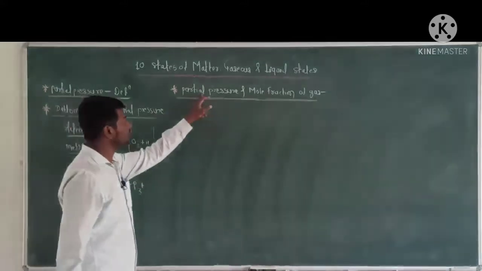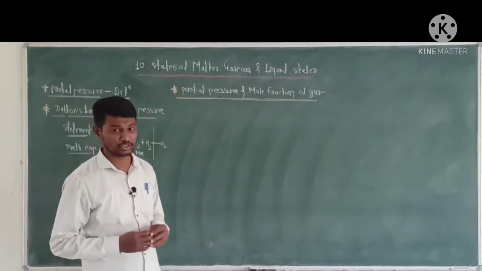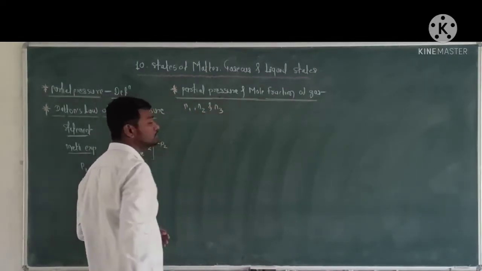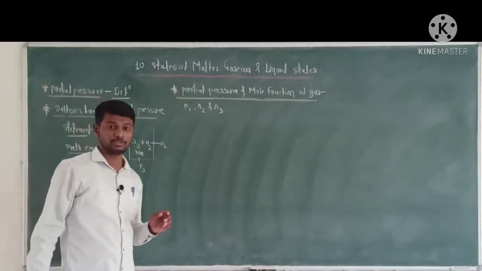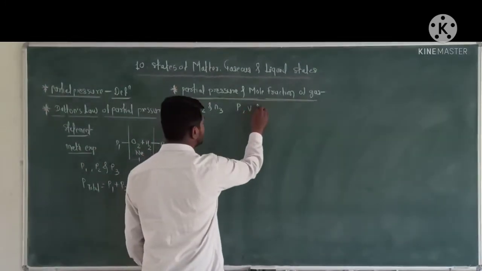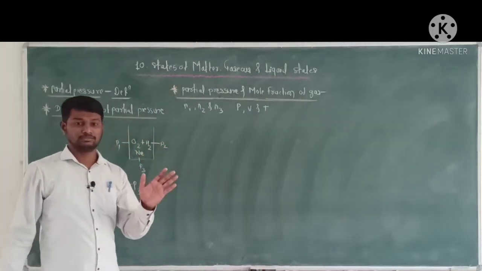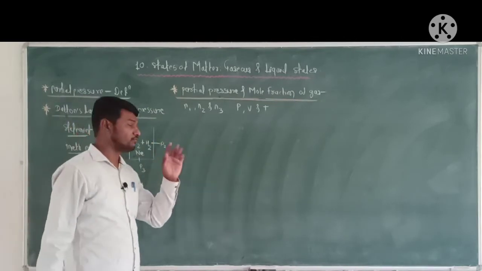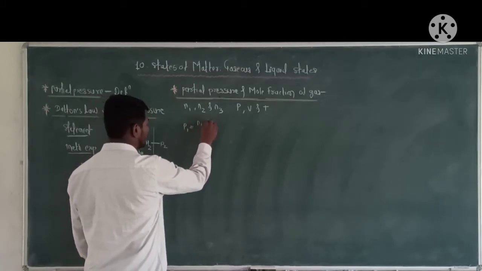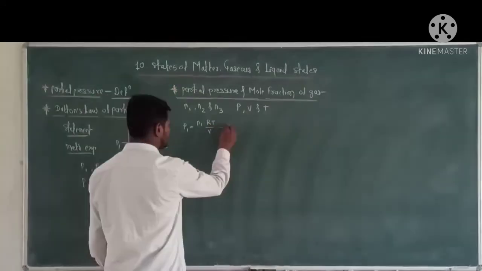Okay, now next, partial pressure and mole fraction of gas. Consider a gaseous mixture containing n1, n2 and n3 moles of gas constituents in a container having pressure P, volume V and temperature T. The partial pressure of each gas written in the form of the ideal gas equation will be P1 is equal to n1RT upon V. This is equation number 1.